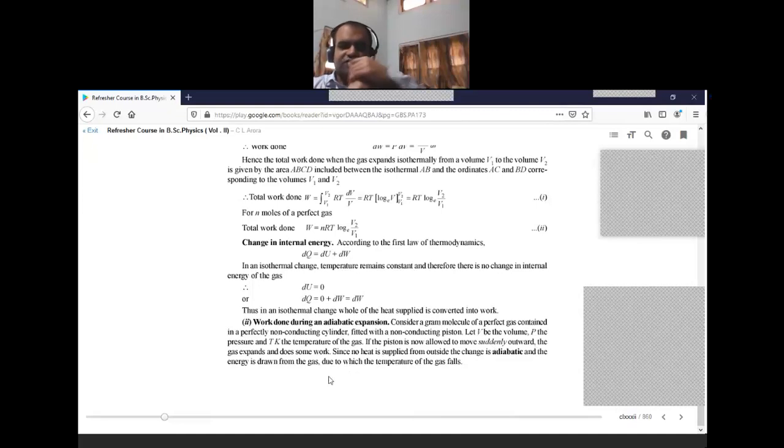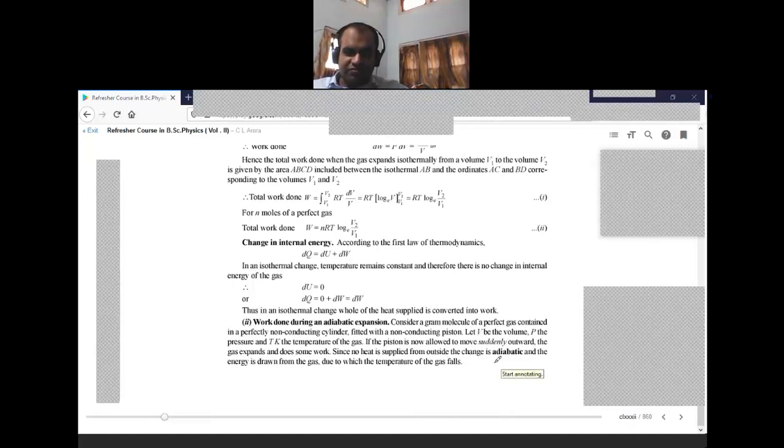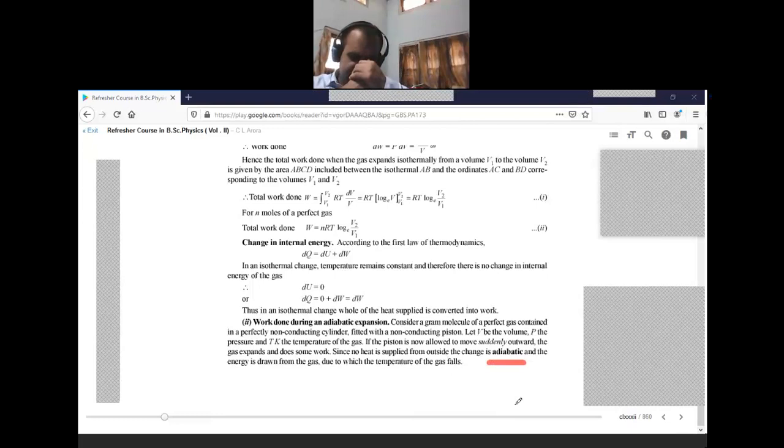Just like yesterday, if now the piston is allowed to move suddenly outward, the gas expands and does some work. Now you have not supplied any heat, but you move the piston outward. If you take the piston outward, what will happen? The volume of the gas will increase, and when the volume of the gas increases, the gas does some work. Today we have learned that if the volume of the gas increases, the gas does some work, and if the volume of the gas decreases, work is done on the gas. Since no heat is supplied from outside, the change is adiabatic.